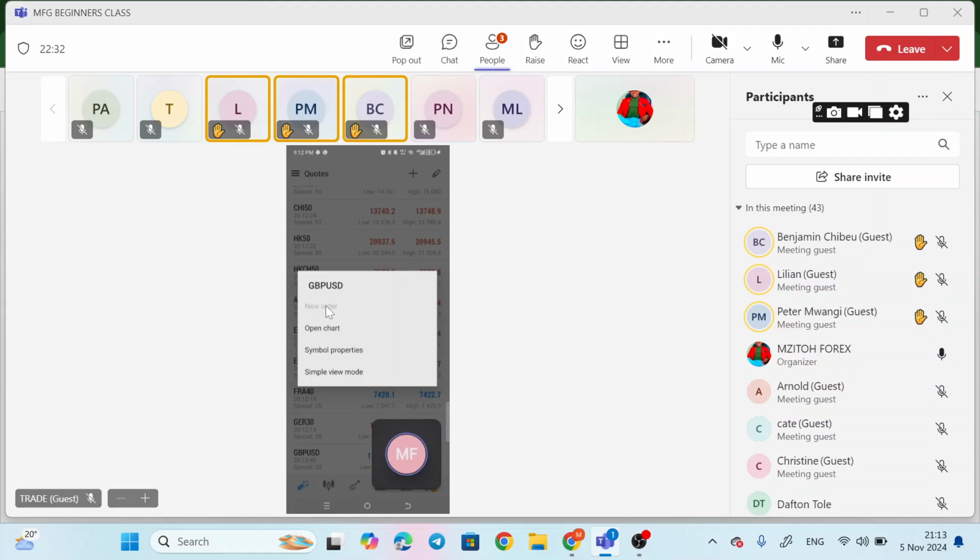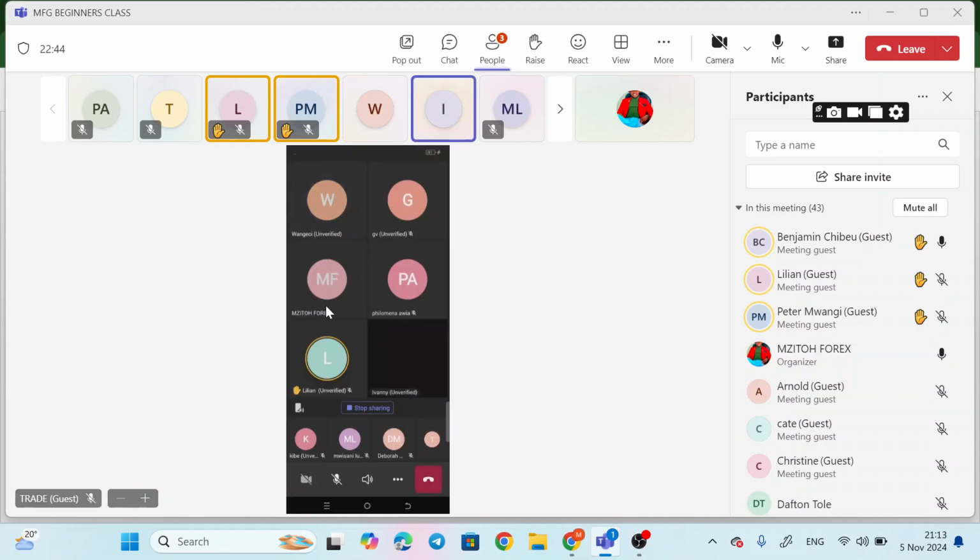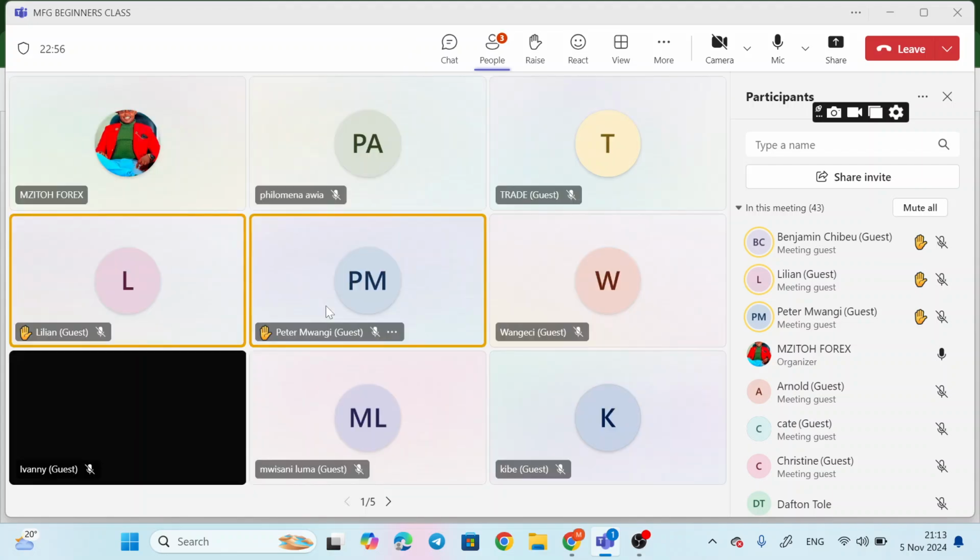Let one person unmute. She's just stuck there on GBP USD, or do you see something on your side? No, it's stuck there. Still. Okay. Yeah. So I don't know what is the problem, but let me again try. Let this error start now. Share again, then share screen. Start now.